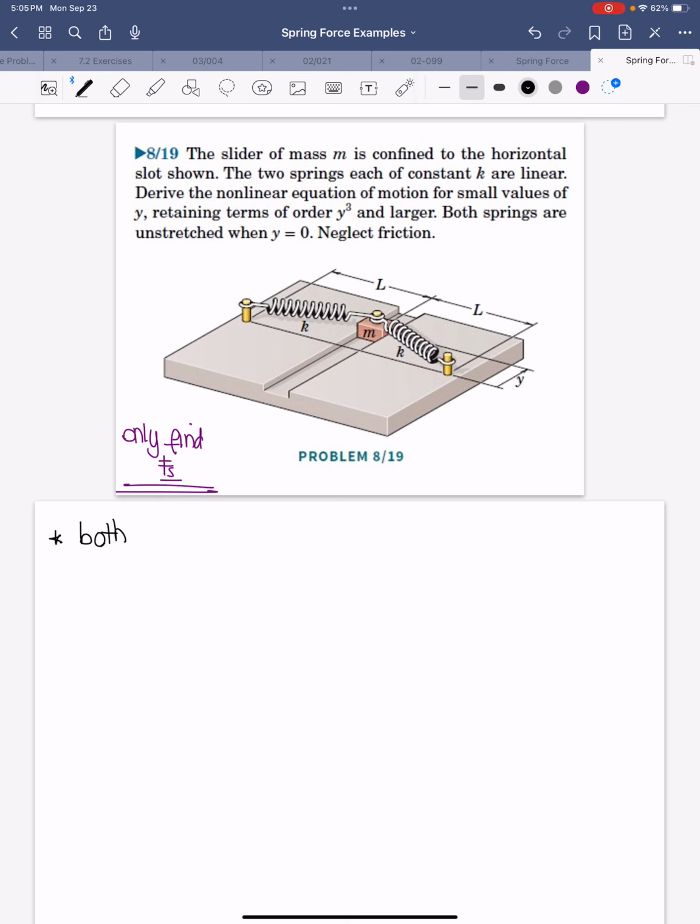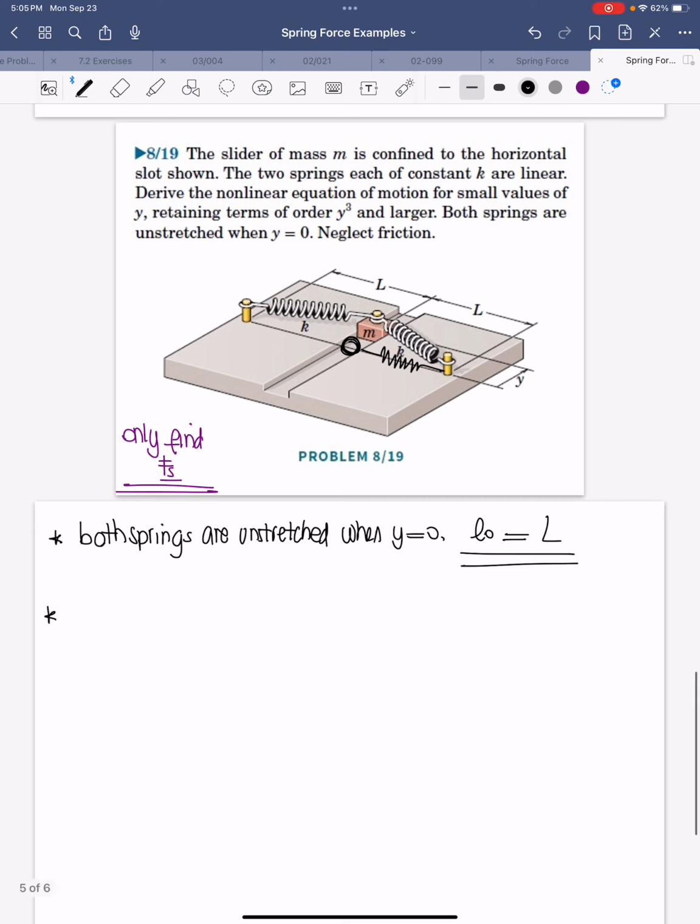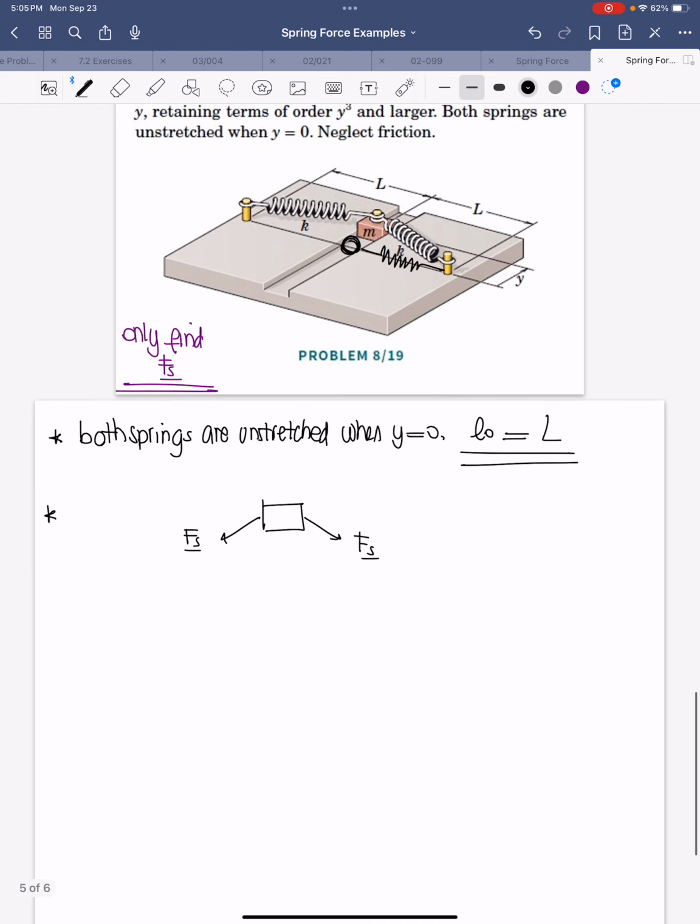What does unstretched mean? So when y is equal to 0, the mass is here, the springs are like this. The length of the spring is just L. So the unstretched length of the spring is L_0. Then if I have the mass, I actually have two spring forces acting on it, but they're going to be equal in magnitude because they're symmetric, though they have symmetric directions.